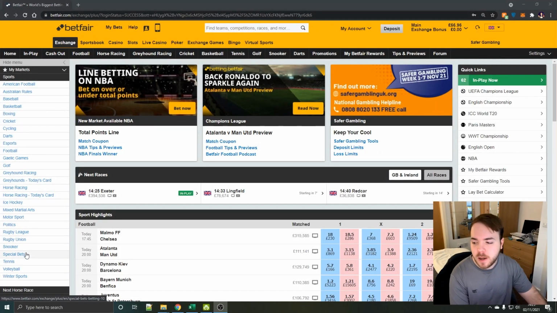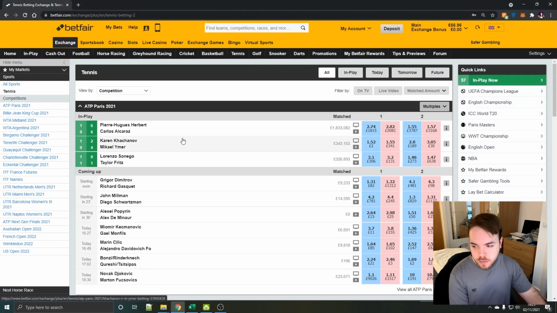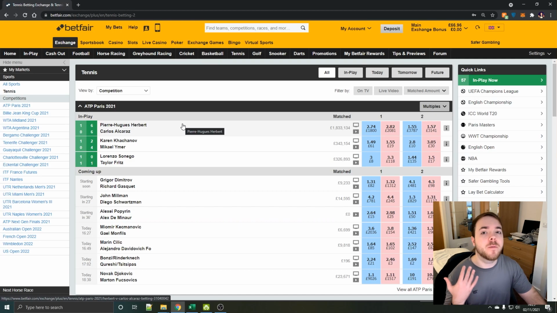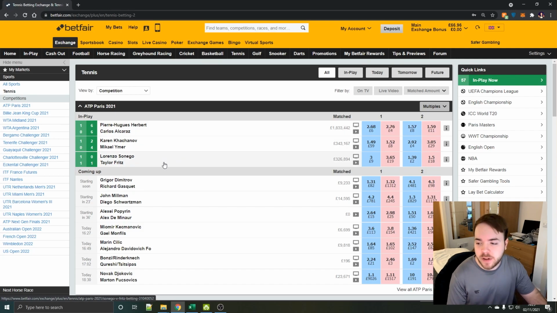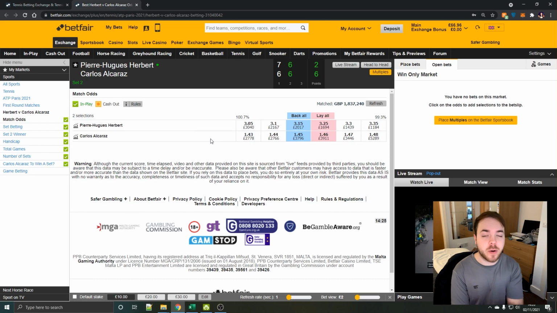But this strategy is called Laying the Leader. It is very simple. So for example, if we just look over here at the tennis section, you want to find a tennis match where there is a favourite for the match, which is, to be honest, the majority of the time, there always is a favourite. So we're going to have a look at this match here, and this is actually quite helpful because it's already into the second set, which is really helpful to see.